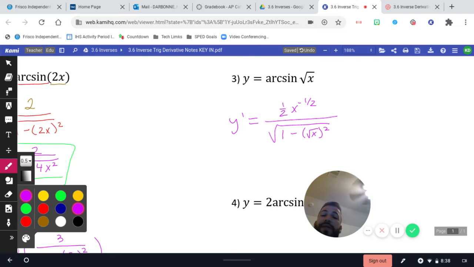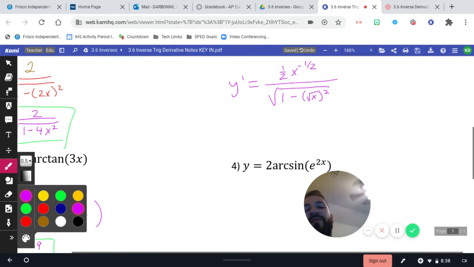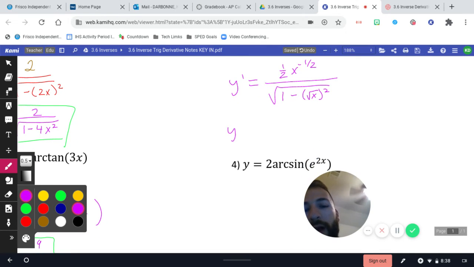Okay. And once again, you can leave it like that, but if we did simplify this, y prime is equal to 1 over 2 square roots of x times the square root of 1 minus x. Okay, I can't really combine from there. x and 1 minus x are not the same base, so I would just leave it like that.